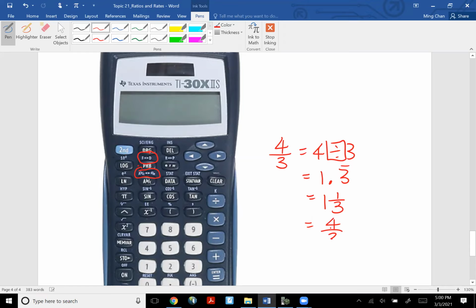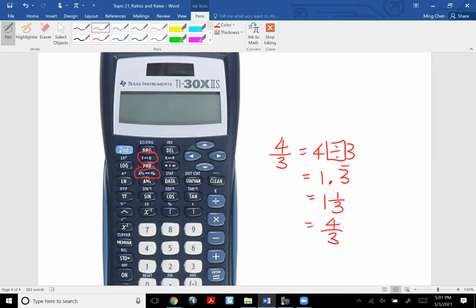Different calculators do things a little differently. Sometimes when you convert fraction to decimal, it gives you an improper fraction first. Sometimes it gives you a mixed number first. So if you do have a calculator at home, please see if you can find these two commands. If you cannot find them, you can message me. Let me know what type of calculator you're using so I can help you find it, so you can actually do this on the calculator.